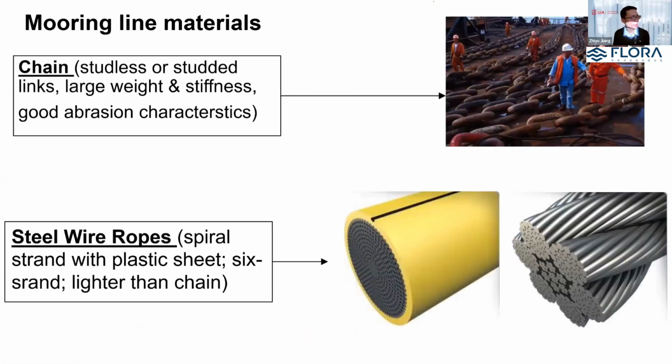When it comes to mooring materials, I will only very quickly touch upon them. Traditionally, chain is widely used. Chains are very heavy and can provide a very large restoring stiffness. Steel wire ropes are relatively lightweight compared to chain, and they are also widely used in offshore oil and gas.